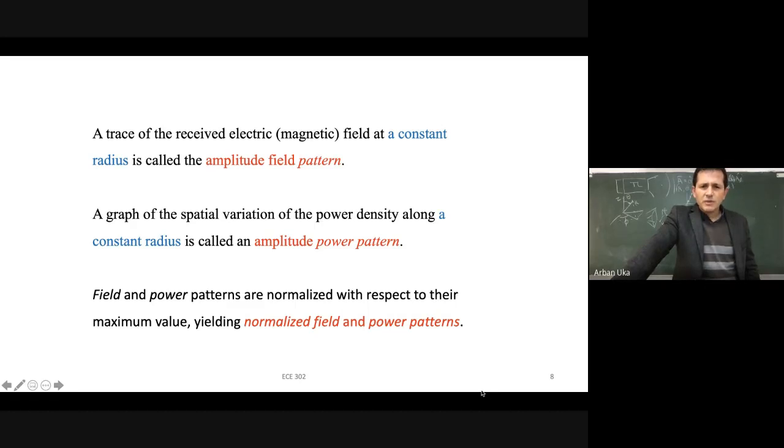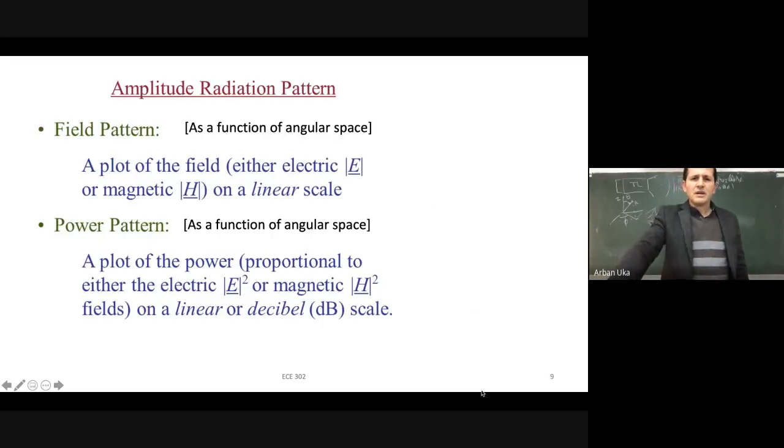Then we have the field and power patterns. They can be normalized with respect to the maximum value. So we don't need to get all the specific values. Maybe we don't need to read the maximum value of the power, but we can normalize it to the maximum value, and we can still observe a clear distribution of the pattern of an antenna. Now, as we said, the field pattern can be a plot of the electric field or magnetic field on a linear scale. And the power pattern is going to be the square of this electric field intensity. So it's going to be like E squared.